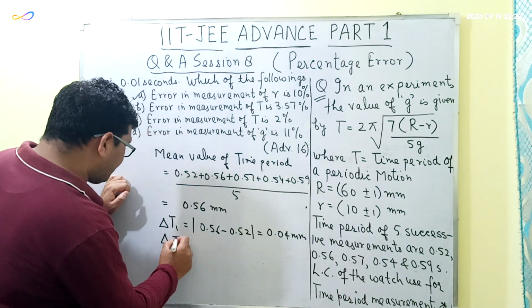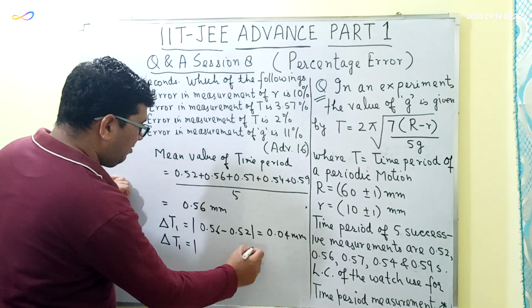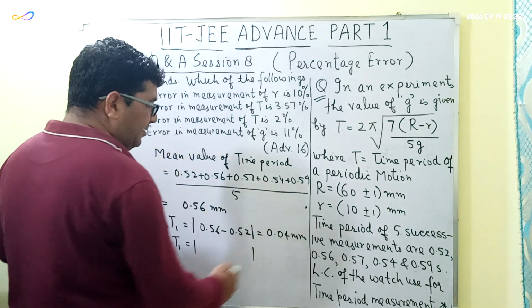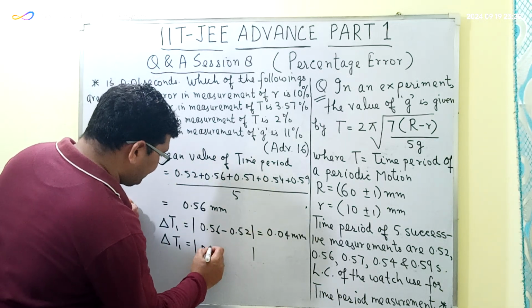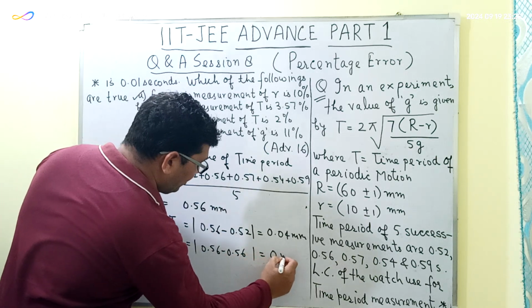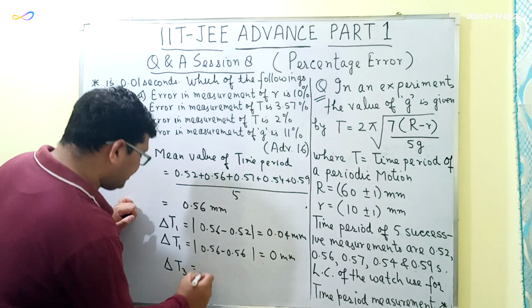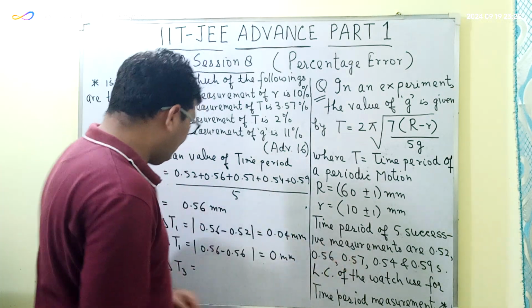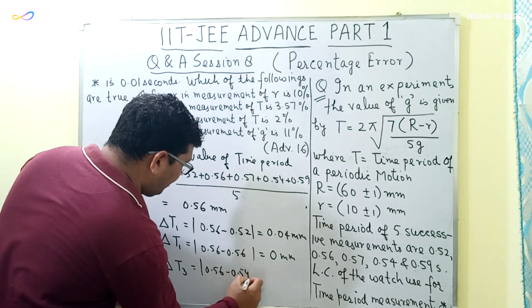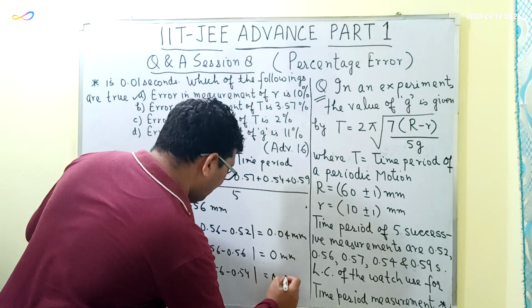Similarly, the absolute error in the measurement of the second time period is equal to 0.56 minus 0.56. So this is equal to 0 mm. Similarly, the absolute error in the measurement of the third time period will be equal to 0.56 minus 0.54. So this will be equal to 0.02 mm.